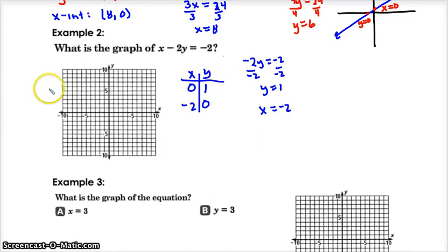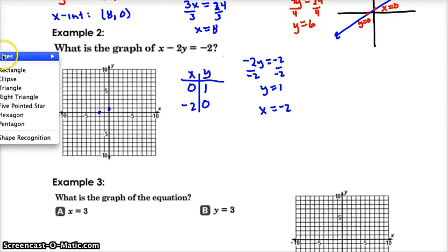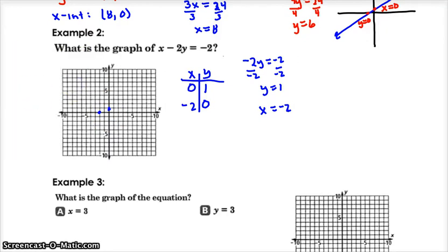Alright, now I'll move over to the graph and I'll plot my points. The first point is the point 0, 1. So over 0, up 1. I'll then plot the x-intercept. That's over negative 2, up 0. I've got 2 points, so that's now enough to make the equation of a line, to draw in my line. There you have it. We did all that simply by finding the x and the y intercepts.